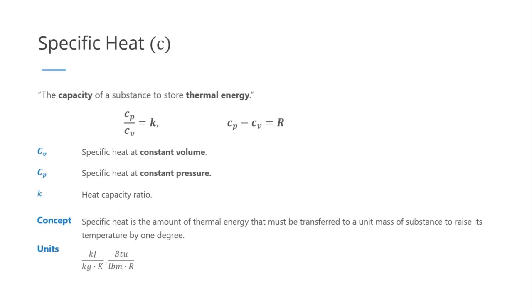In theory, specific heat is the amount of thermal energy that must be transferred to a unit mass of substance to raise its temperature by 1 degree. For example, if you want to raise the temperature of air from 1 Celsius to 2 degrees Celsius at constant pressure, you need to add 1 kilojoule per kilogram of thermal energy. Units for specific heat can be kilojoule per kilogram Kelvin or BTU per pound mass Rankine.